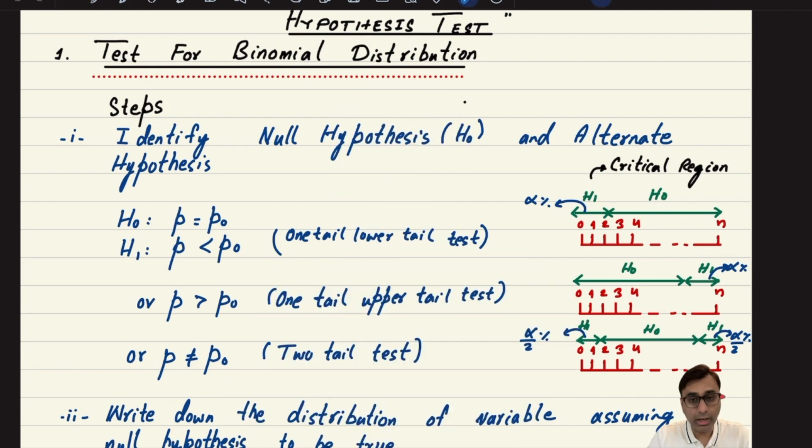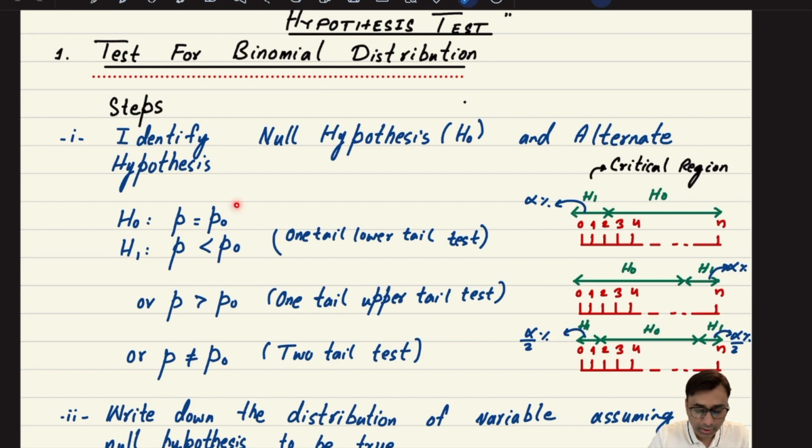When performing a hypothesis test, the first thing that you must do is to identify your null and alternate hypothesis. So there would be a given probability of the binomial distribution, and you have to check whether that probability has changed, in the way that maybe the probability has increased, maybe the probability has decreased, or it has just changed. So you write down the null and alternate hypothesis.